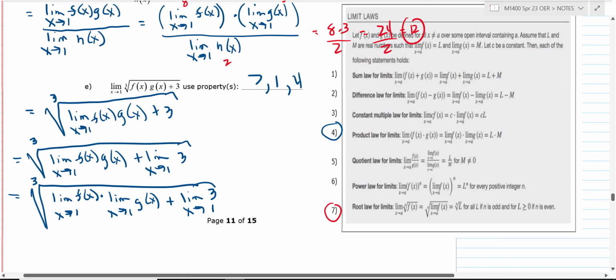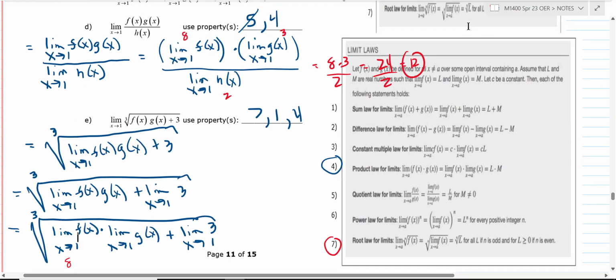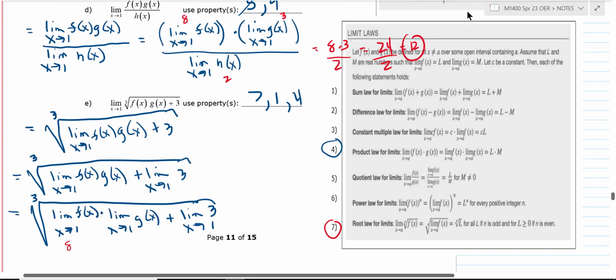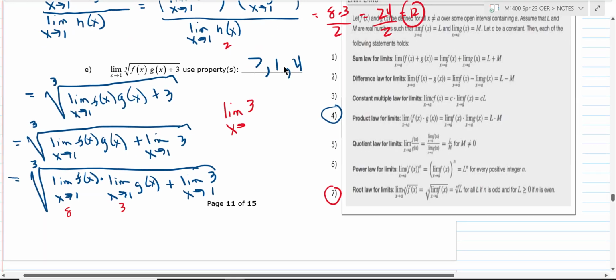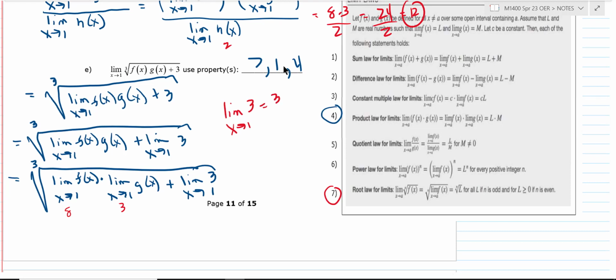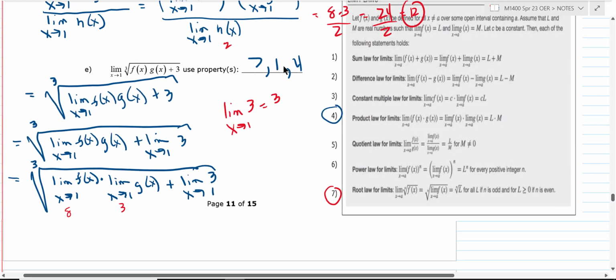Okay, now what we'll do is we'll look at the limits. Let's see, f of x, that limit was 8. G of x was what, 3? So we got that. And then I'll have to talk about what the limit of 3 is because I didn't give that to you. So basically what happens is the limit of 3 as x goes to 1 is equal to 3. Now let me explain why that is.